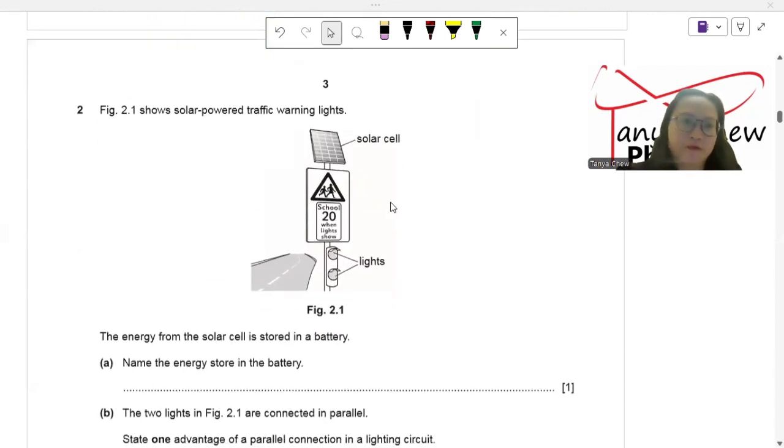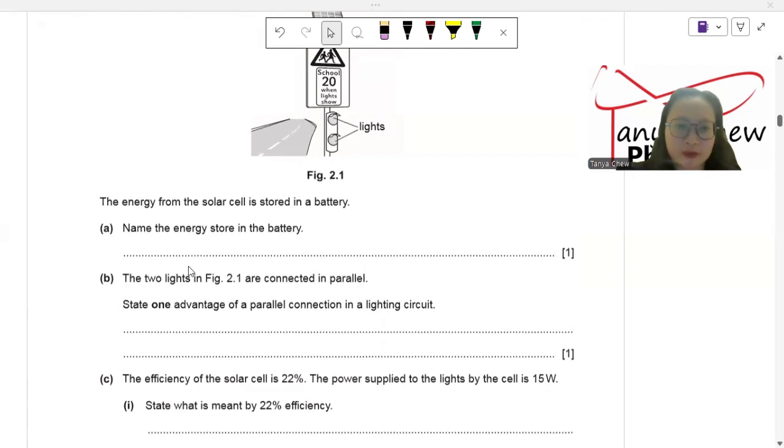Now, the second question. Fig 2.1 shows solar-powered traffic warning lights. The energy from the solar cell is stored in a battery. Name the energy stored in the battery. Energy stored in the battery is always chemical energy. So we just write chemical energy.